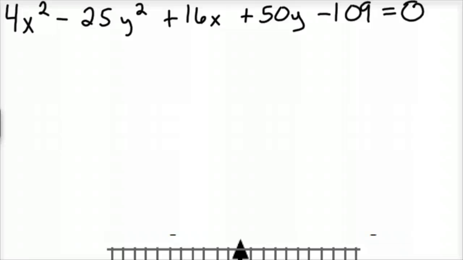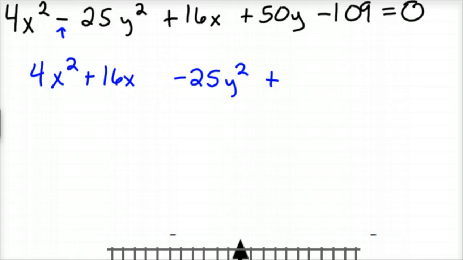So here's a general equation of a hyperbola. And the reason I know it's a hyperbola is we've got x squared minus y squared. So what we do in this case is 4x squared minus 25y squared. Let's get our x's together because we're going to have to complete the square. So we've got 4x squared plus 16x and minus 25y squared plus 50y, and I'm going to add 109 to the right, so plus 109 on the right side of the equation. This is a good example, so hit pause and see if you can get this thing to work out.